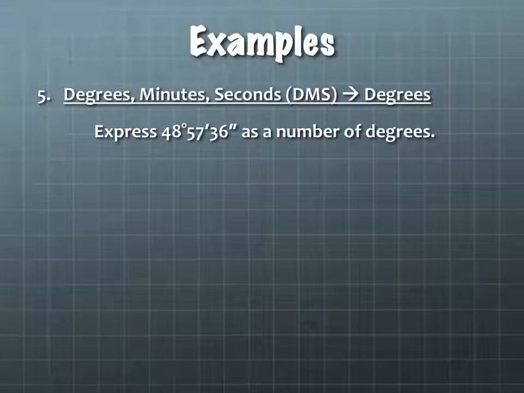Okay, we're going to go the other direction now. Now we're going to start with the degrees, minutes, seconds, and we're going to turn it into a decimal point of a degree. Now, the 48 is still going to be 48. I don't need to deal with it at all. It's already in degrees. And this says 57 minutes. Okay, that's almost 60, right? So this is almost like 49 degrees. Are you guys with me?